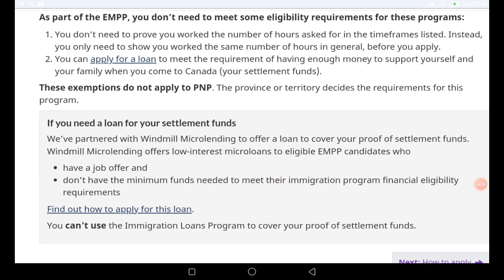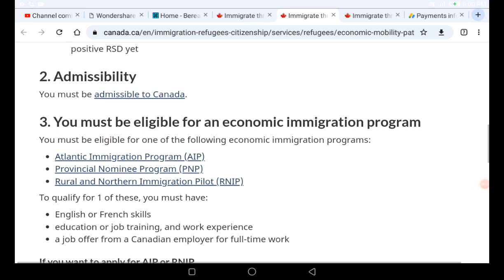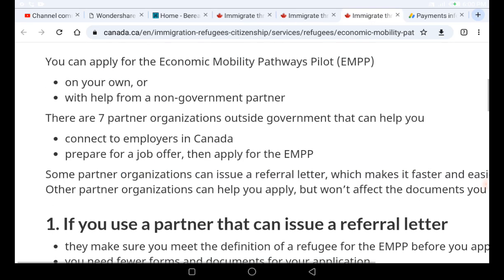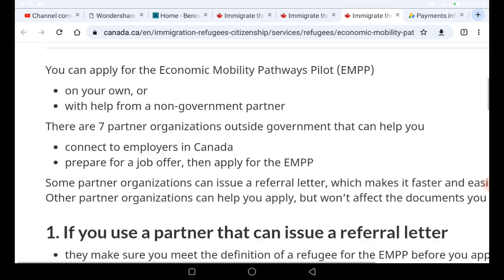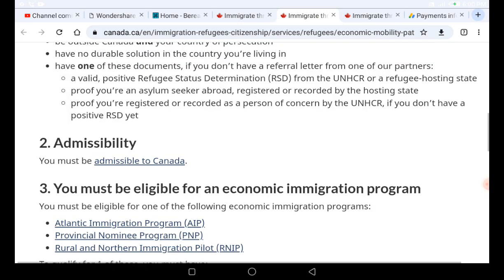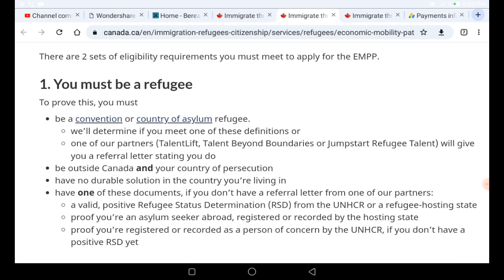Okay, now before we look at those people that can give you the referral letter, let's look at who is eligible to apply into this program. Note, for you to apply into this program, you must not be in your home country. If you want to apply into this program, then you need to be a refugee or you must hold refugee status in another country, which means if you are coming from Kenya, you must not be in Kenya by the time you are applying into this program.